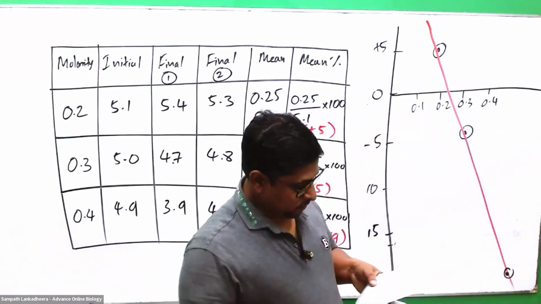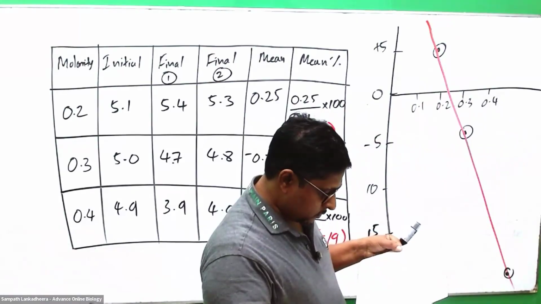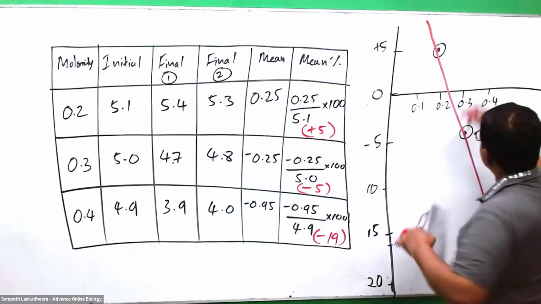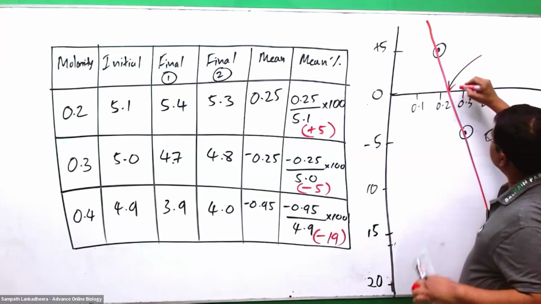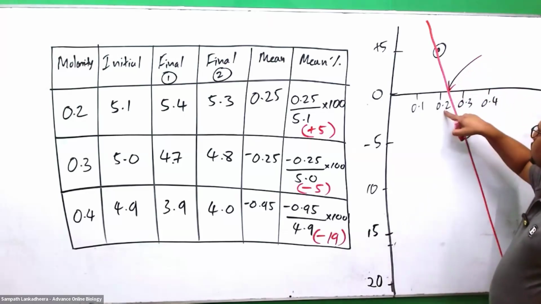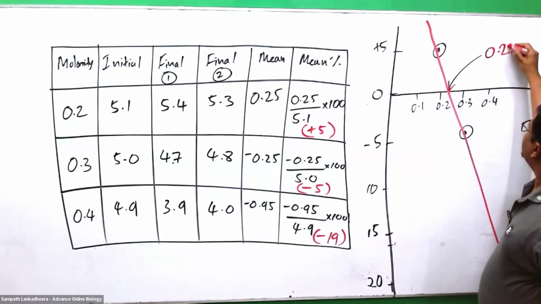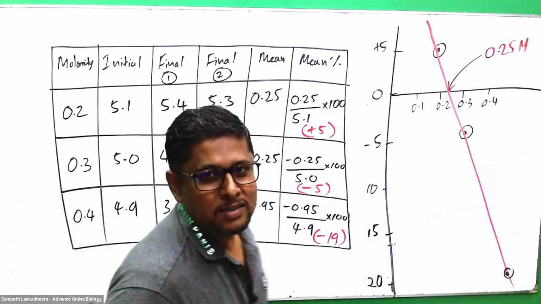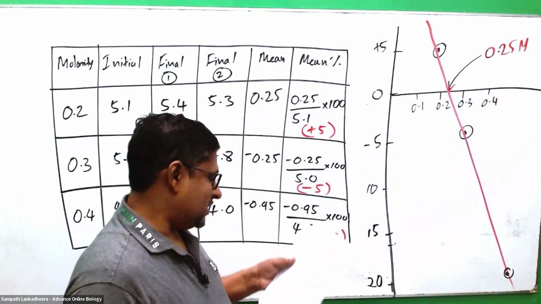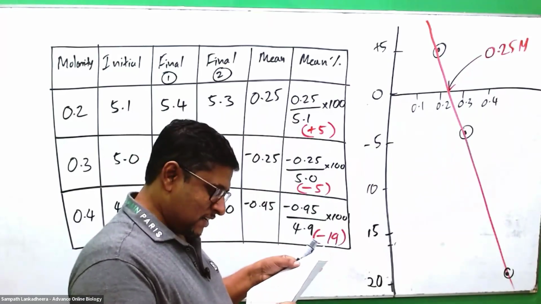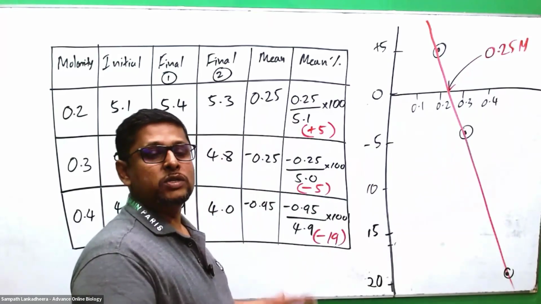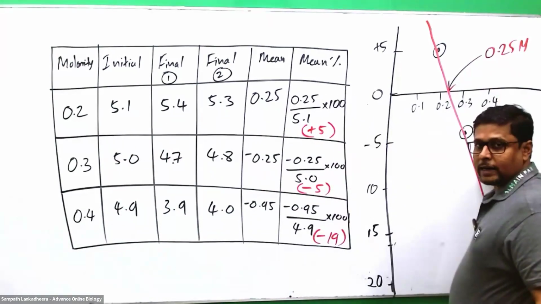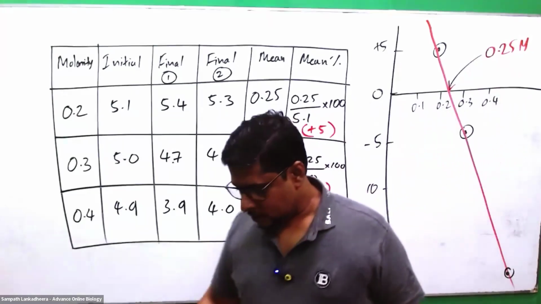So what do you have to find now? The isotonic solution, to find the water potential of the tissue. This is the point of intersection. I'll take this as 0.25 M, the concentration of the isotonic solution. And using a table, you can convert this value into the water potential.